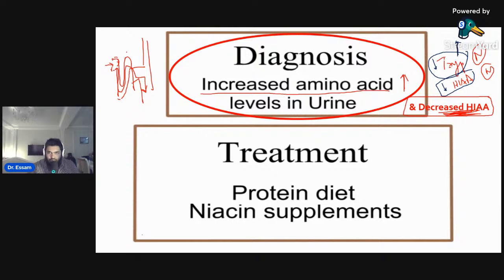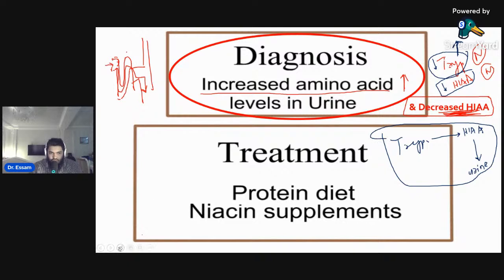Okay. What is the logic? Let me explain. HIAA is a product of tryptophan, right? We have already said that this is tryptophan, and one of the products is HIAA. So HIAA is being produced in all of our bodies, in your body, in my body. What happens to this HIAA? It goes out in the urine. Okay. So this is your normal cycle.